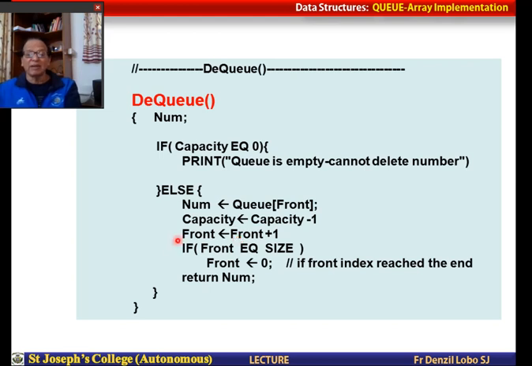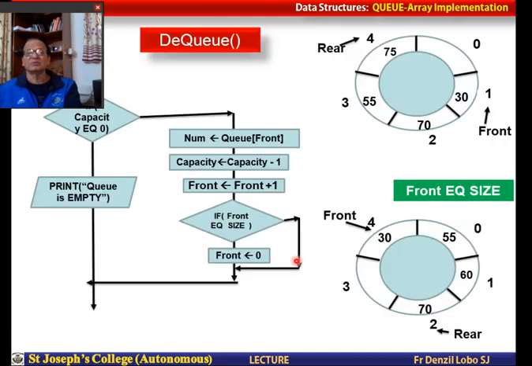Now one more thing, if it becomes size equal to size, that is, front index has reached the end, that means when you increment it, suppose for example our size is 5, the last index is 4, now it has become 5. Therefore, if it is equal, then immediately you say front is equal to 0, and return the number.